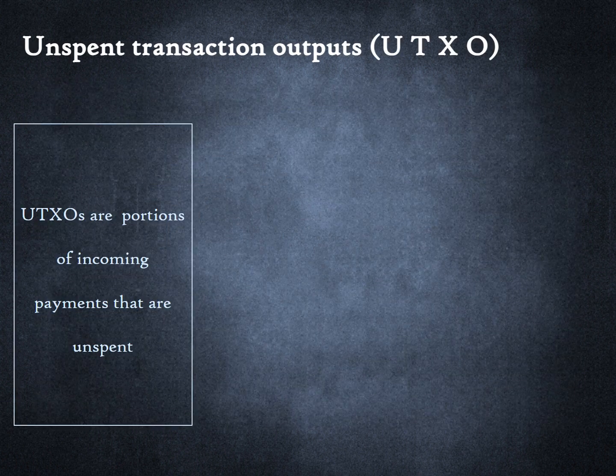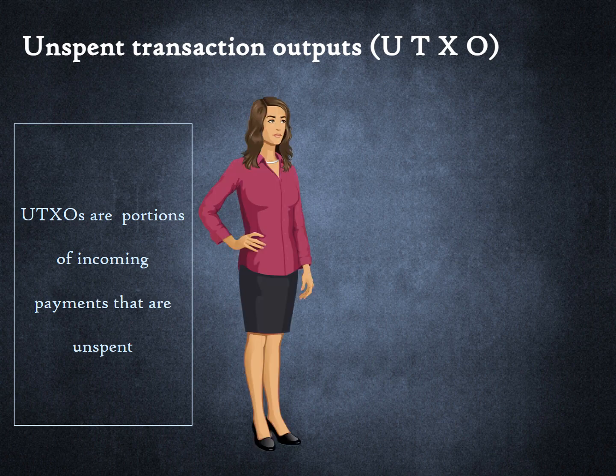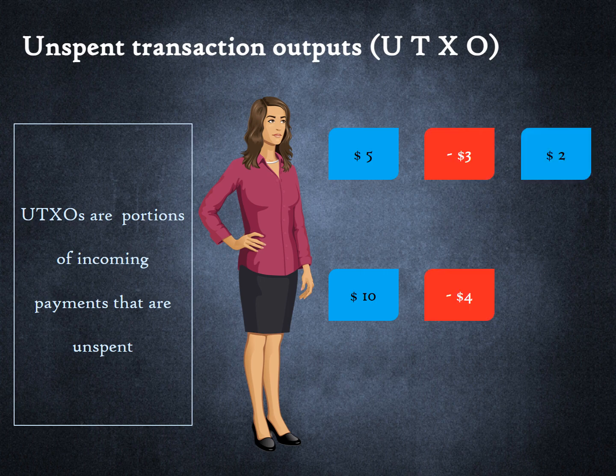This brings us to an important concept in cryptocurrencies called unspent transaction outputs, or UTXOs. These are the portions of incoming payments that are unspent. Say Alice receives two payments of $5 and $10 respectively. She spends $3 from the 5 and $4 from the 10. Hence, the UTXOs in her account are $2 and $6 respectively. She can use these UTXOs for making payments.